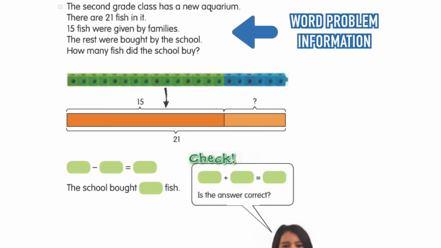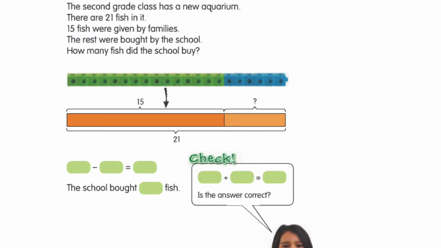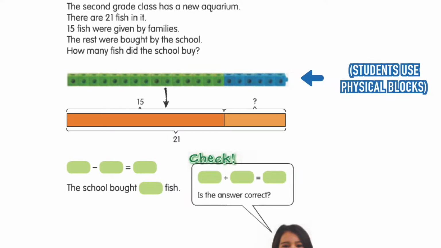Let me show you an example of what you might see in possibly a second grade classroom. In this word problem, we have a second grade class with a new aquarium, and there are 21 fish in it. The fish were given by families, the rest were bought by the school. How many did the school buy? In this problem, the students would typically put together their blocks and then move into that more abstract thinking.